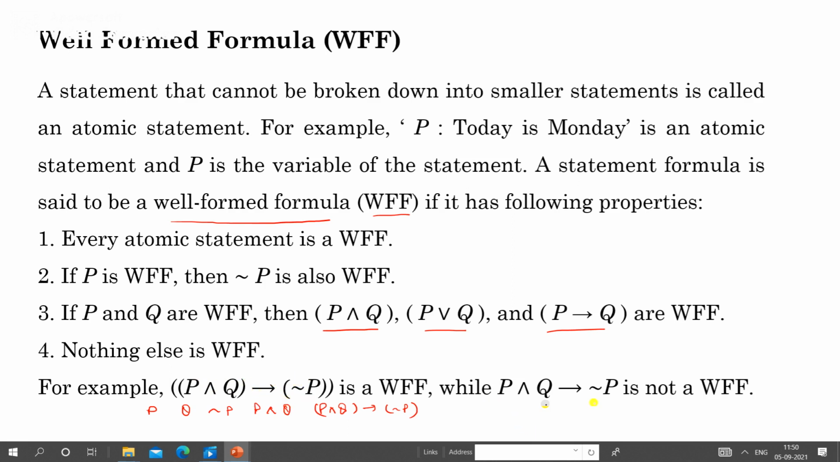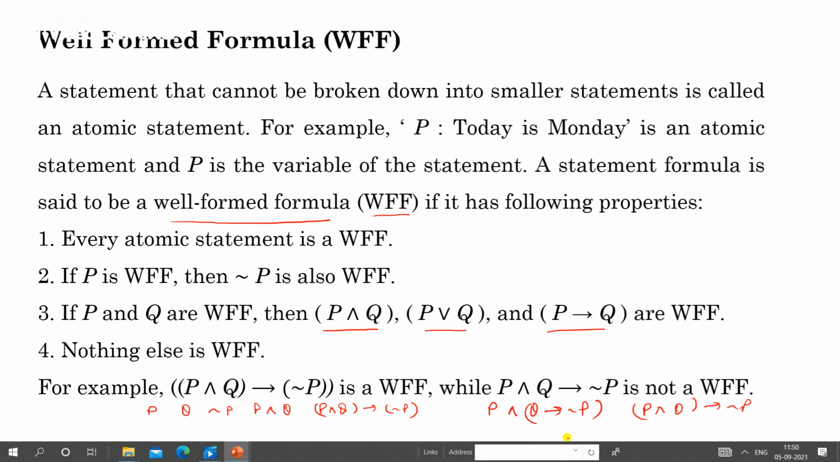If you look at this, this is not a well-formed formula, because here no clear instruction is given. It may be possible that someone is using this interpretation, Q implies negation P. It may be possible that someone is using P implies Q and negation P. So both interpretations may be possible from this one. So confusion is there. That's why it is not a well-formed formula.